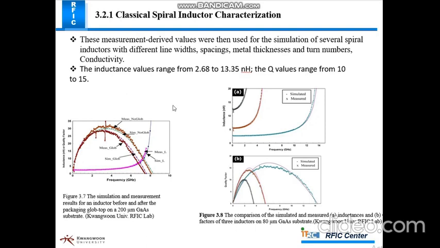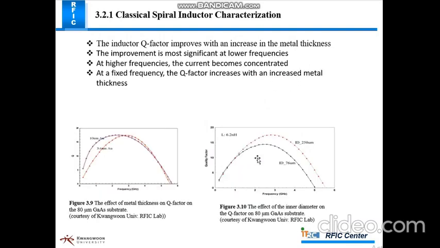Figure 3.7 shows the simulation and measurement result for an inductor before and after packaging. In figure 3.8, comparison of simulated and measured value of inductance and quality factor of 3 inductors on 80 micrometer gallium arsenide substrate. Figure 3.9 shows the effect of metal thickness on quality factor. When the metal thickness is increased, quality factor is also increased.